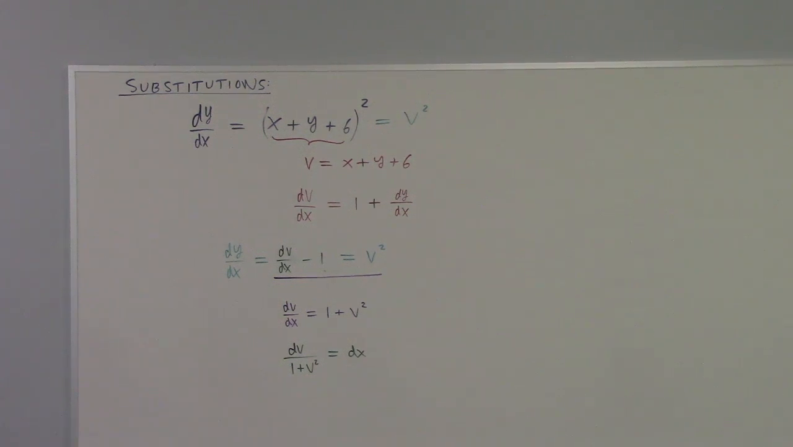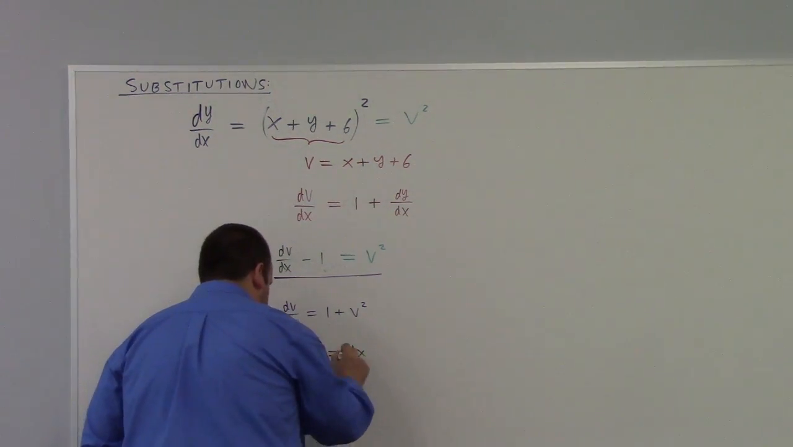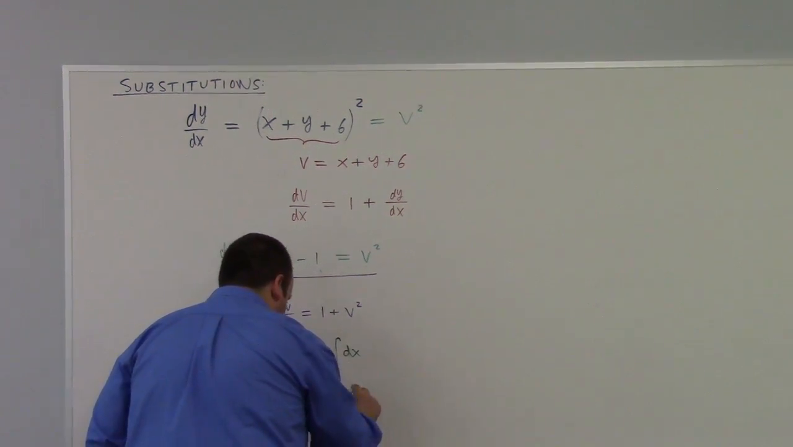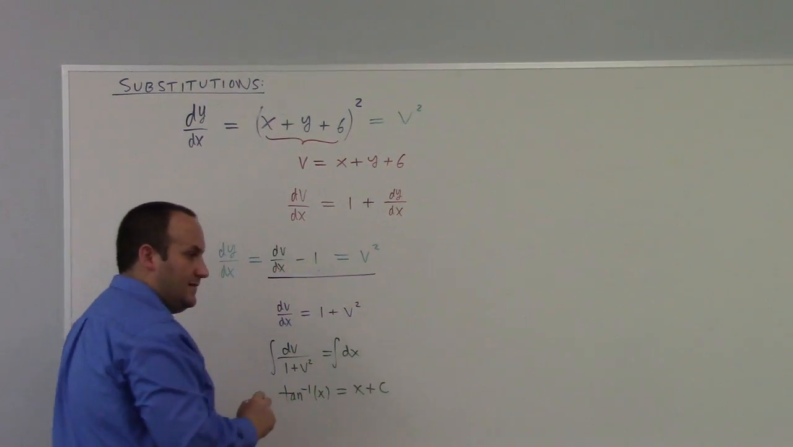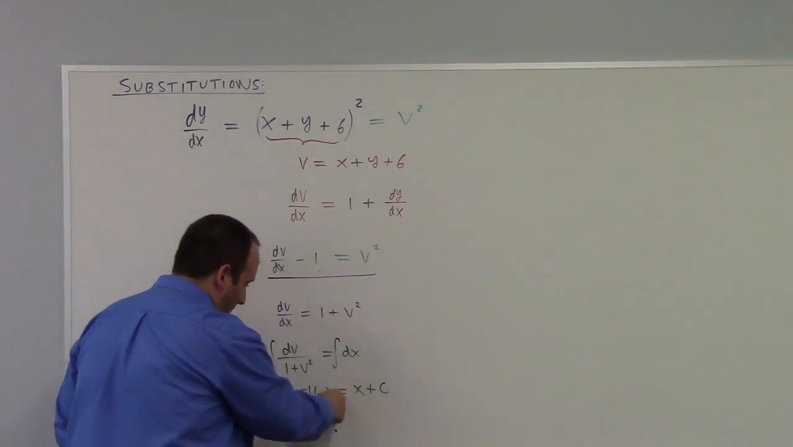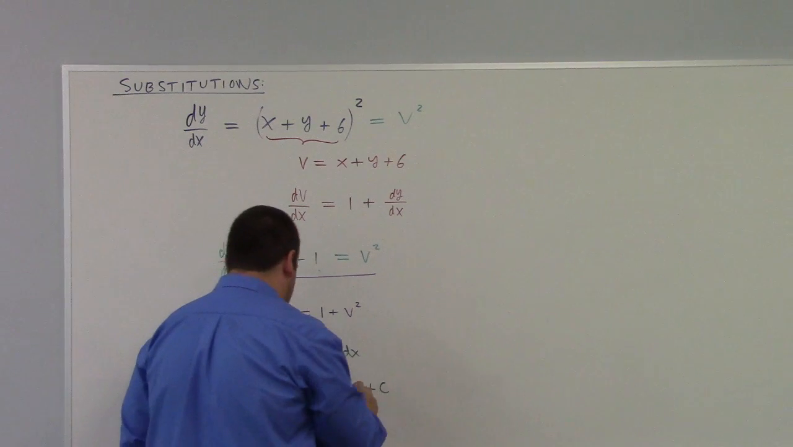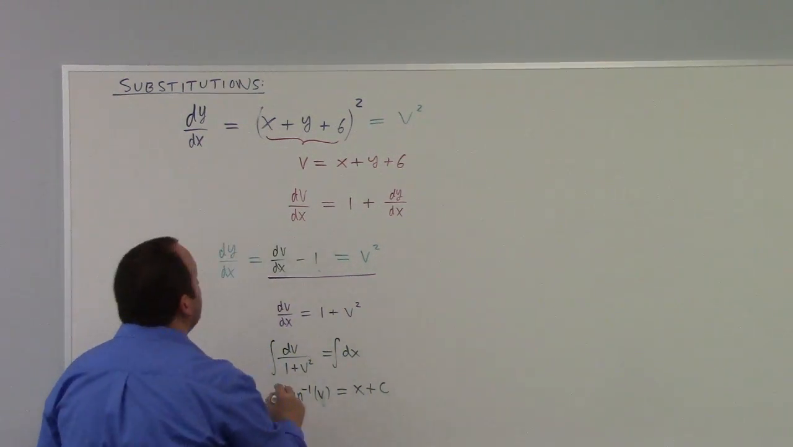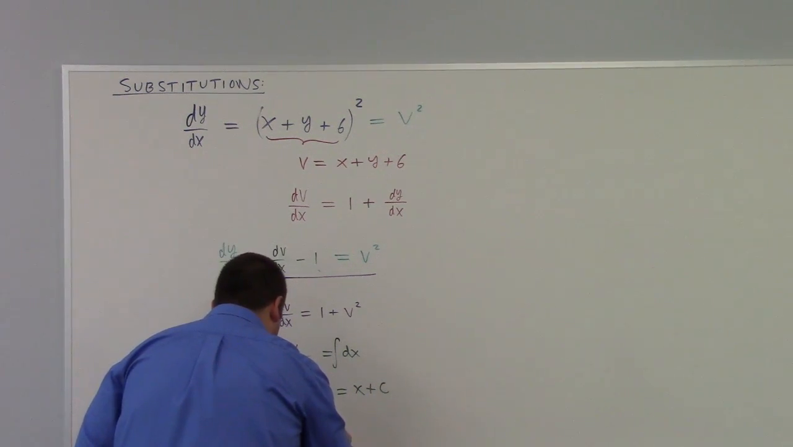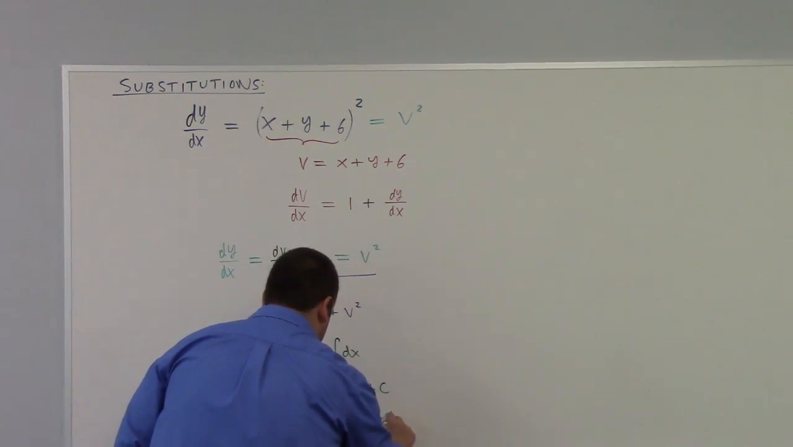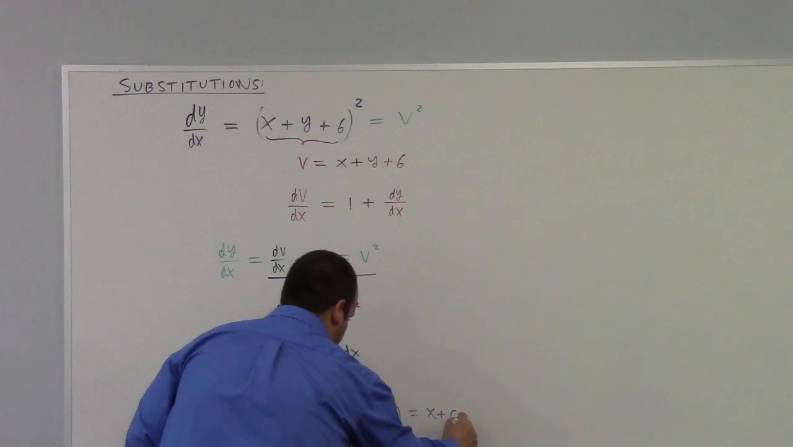So no, I can't do the integrating factor method. This is a nonlinear problem. But I can separate variables and integrate, and that gives me inverse tangent of v is equal to x plus a constant. Not x, right? What was this? V, right? And then what does this give us? Inverse tangent of x plus y plus 6 is equal to x plus c.